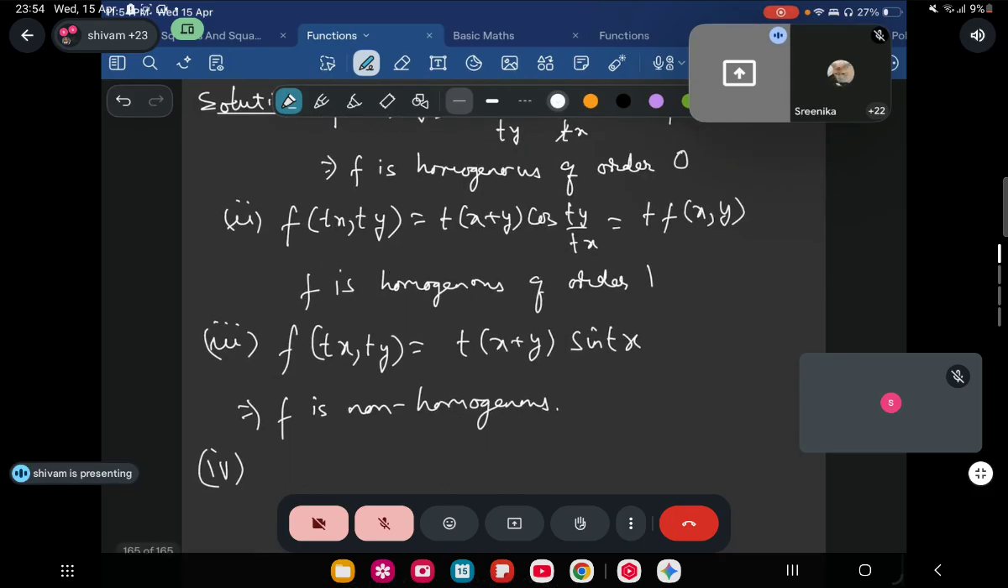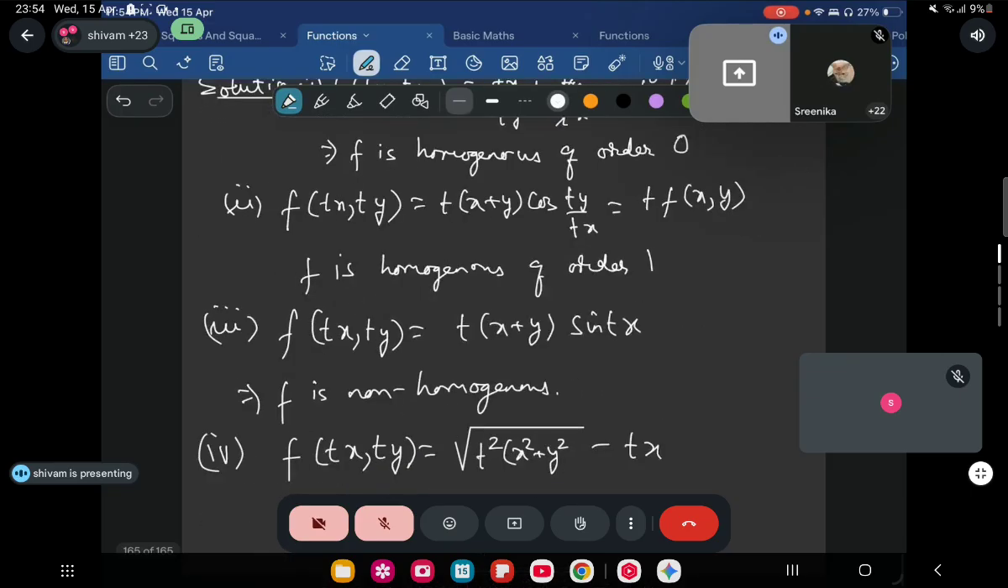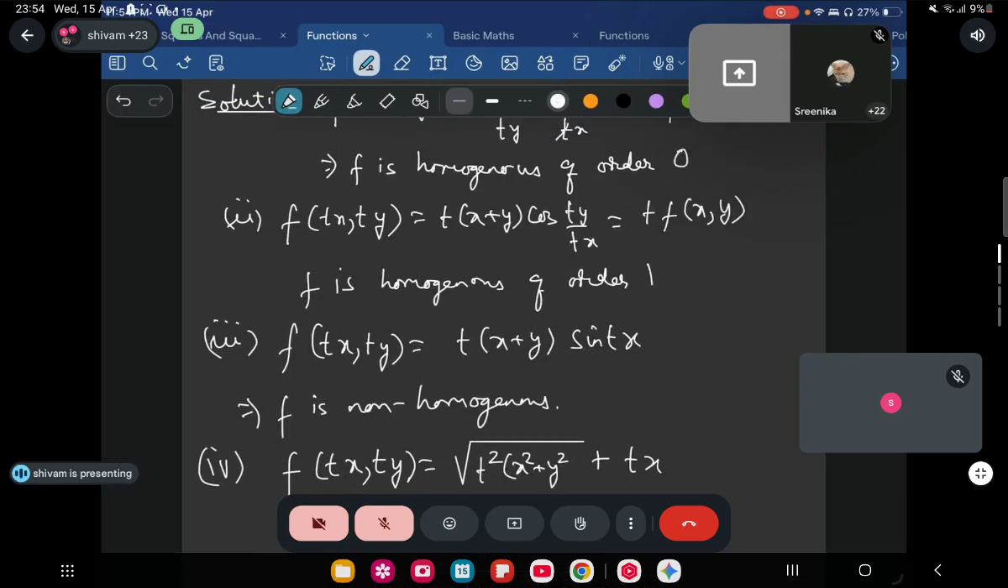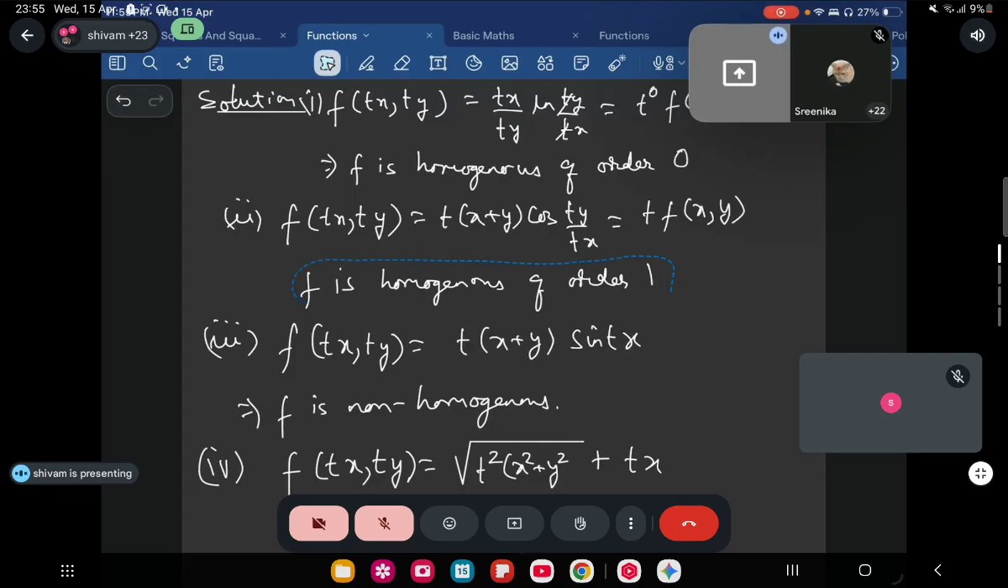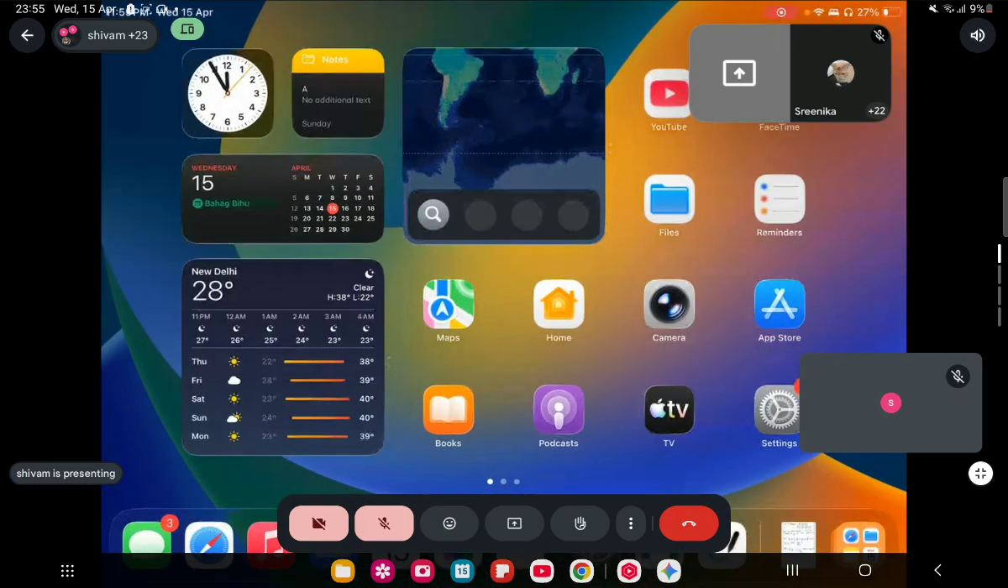Part 4 is f of tx comma ty. F of tx comma ty will be equal to root over t square into x square plus y square minus tx, I guess. Let's see, plus tx. Over here, t will be common. You are going to get f of x comma y. So you can say f of x is homogeneous of order 1. Done. I hope everyone has understood homogeneous functions.